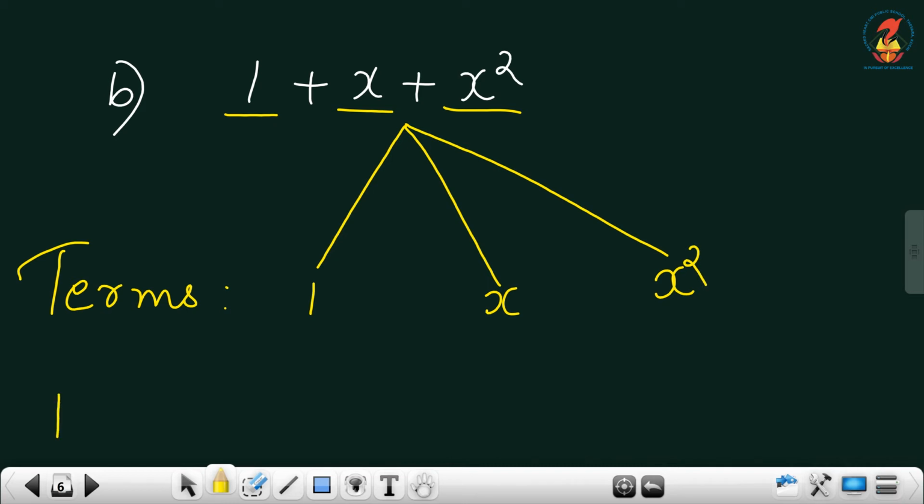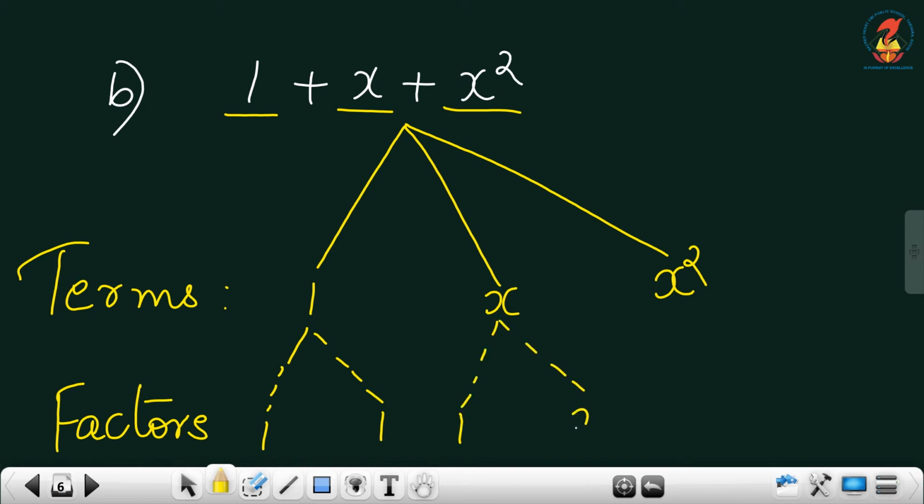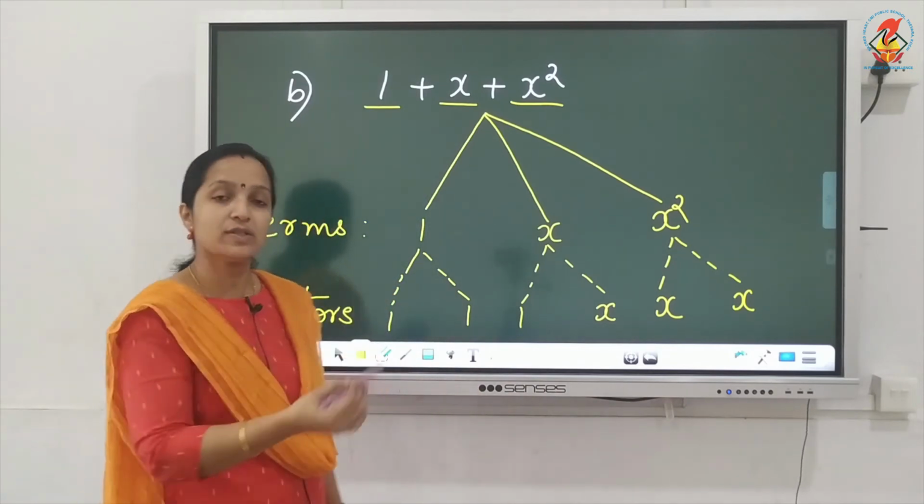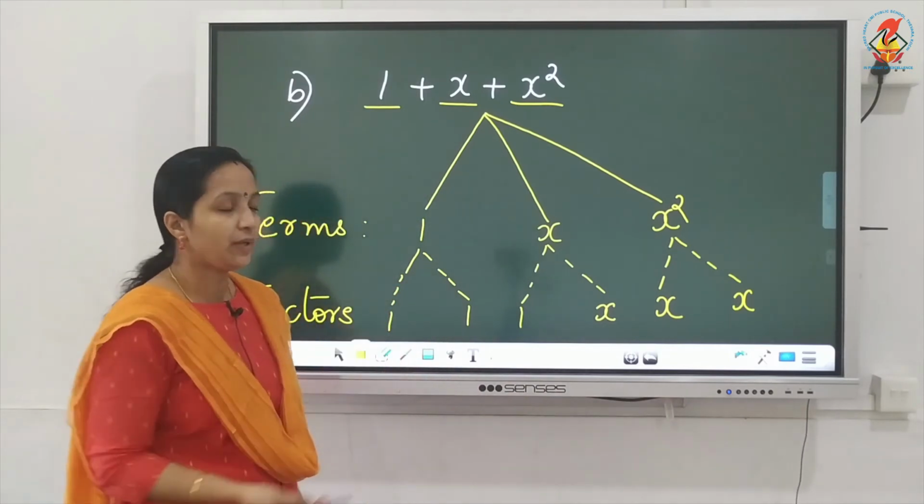Okay. Now, factors we have to write. Which are the factors of 1? Just try to use dotted line. Factors of 1, you know that 1 into 1 will give the answer 1. So, what you can write? 1, 1. Okay. Now, factors of x, how will we write the factors of x? Factors of x are 1 and x. Okay. Now, which are the factors of x square? X into x will give the answer x square. If you are writing 1 also, no problem for that. So, x into x is x square.